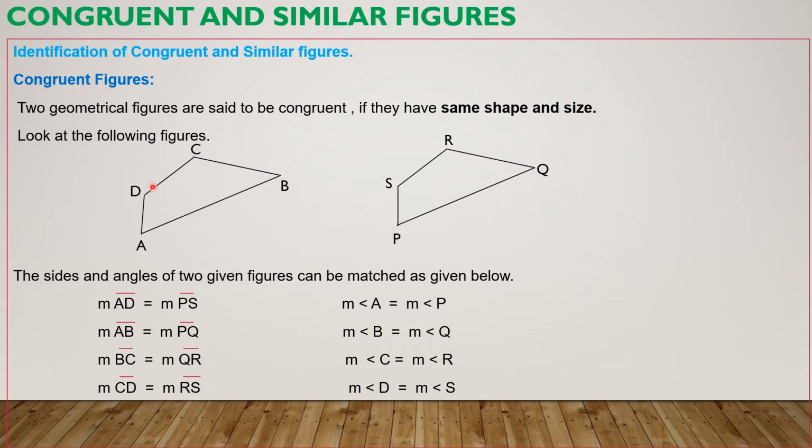Congruent figures. Any two figures whose shape and size are the same. Shape means both are quadrilaterals. This is not a triangle and this is not a quadrilateral. Both are quadrilaterals, meaning they have the same shape. Similarly, they have the same size. So these are called congruent figures.